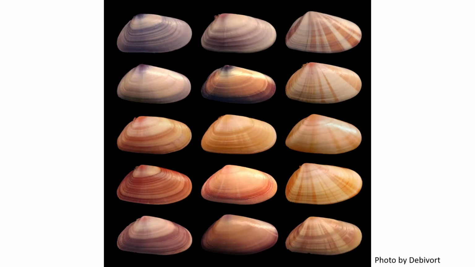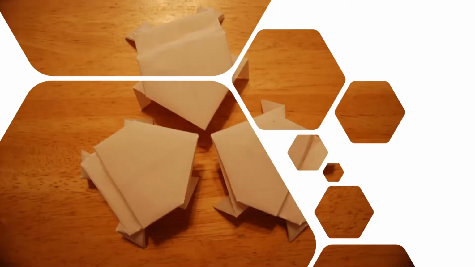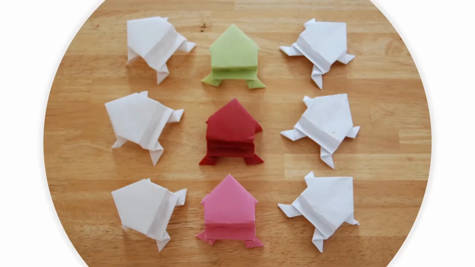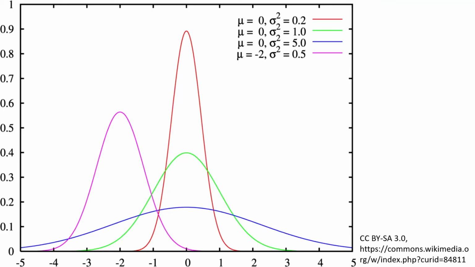However, because there is variation, whether in nature, like in this species of clam, or between the individual frogs due to the small differences in the way they were folded, we will not only have to test multiples of frogs of each type of paper, but we will have to test each frog multiple times to gather a representative sample.